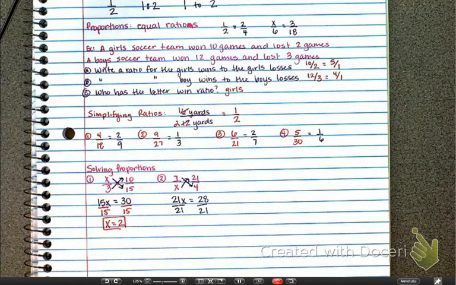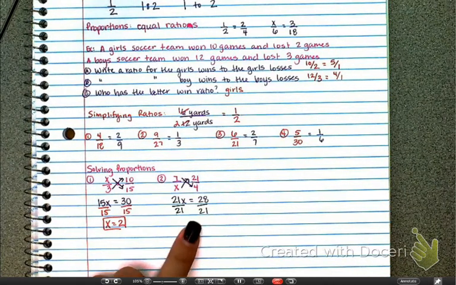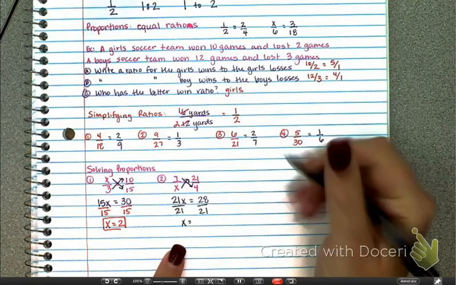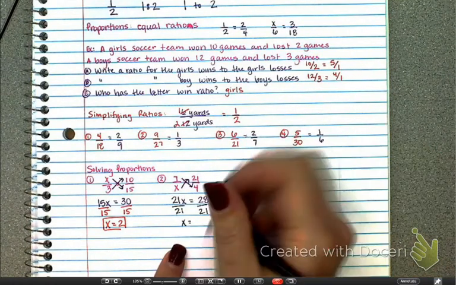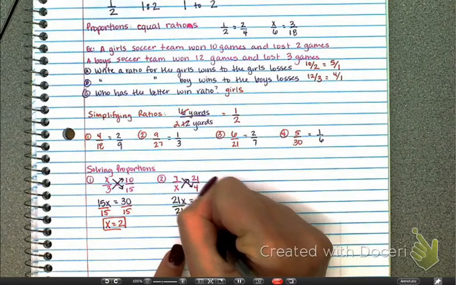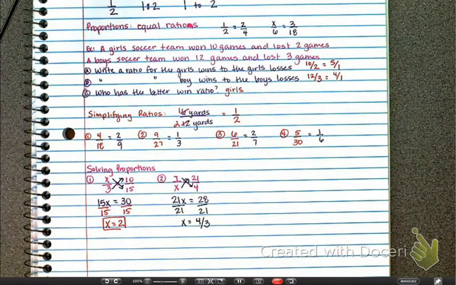I believe. And I said you couldn't have a decimal. So you needed to reduce this ratio. What number goes into 28 and 21? 7. So 7 goes into 28 4 times and into 21 3 times. Your final answer should have been 4/3.